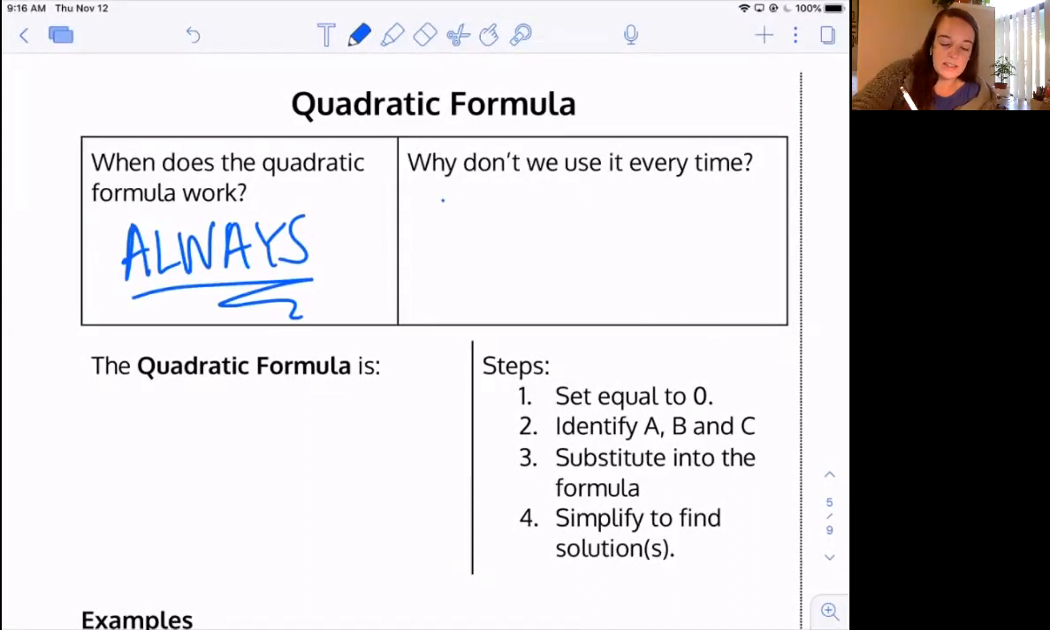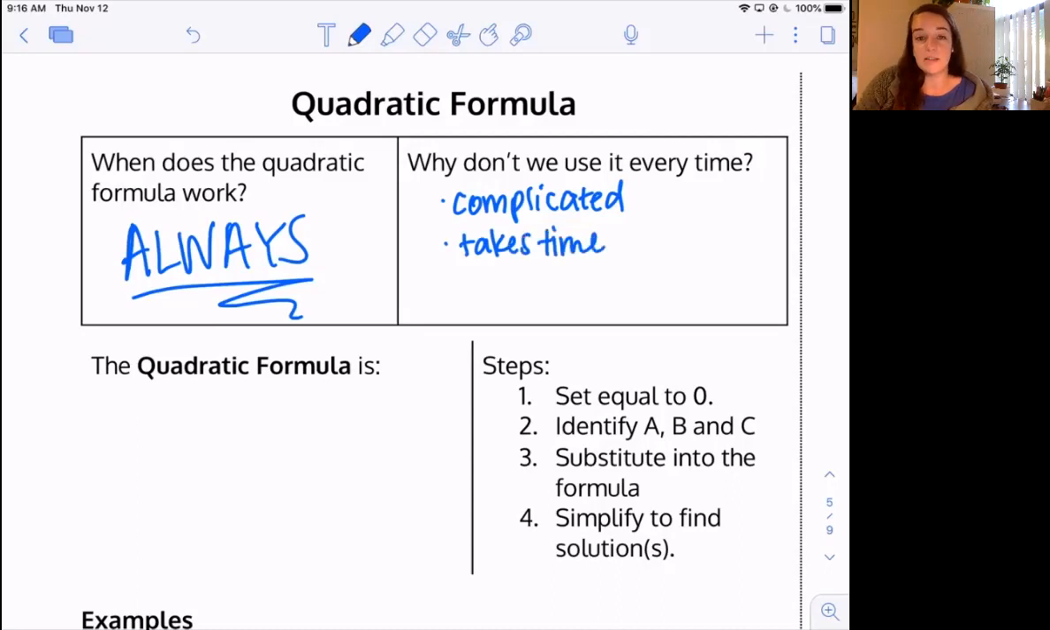Number one, this is a complicated formula, right? So sometimes it takes a long time, and I want you to have a faster way. There's a lot of room for error. So it takes time and there's room for error. But the reason why I still want to teach it to you is because it will always, always, always work. It doesn't matter what kind of equation you have.